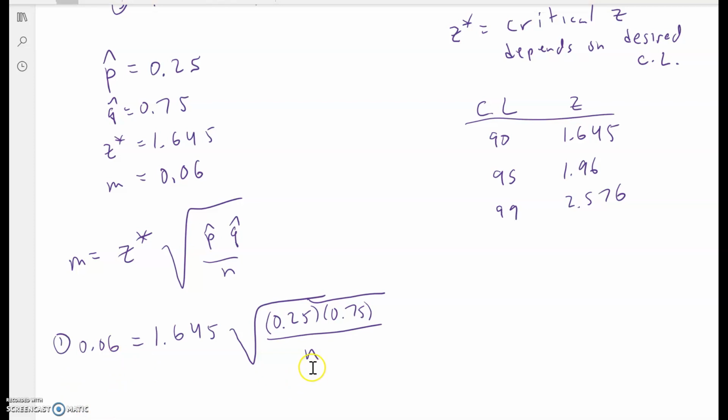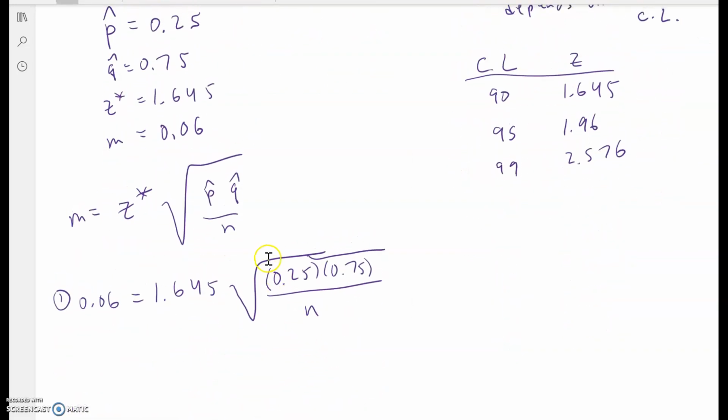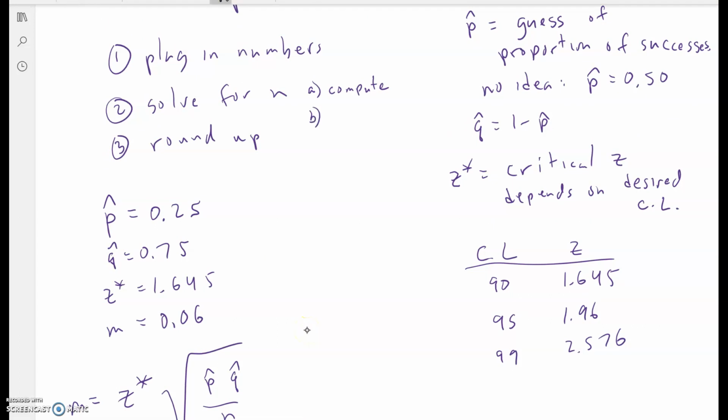Let's break this down into substeps here. Solving for n, the first thing you want to do is whatever computations you can. For example, I can multiply the 0.25 times the 0.75. No problem there. And then the second thing you have to do is start undoing everything. When you are solving, you have to do the opposite thing.